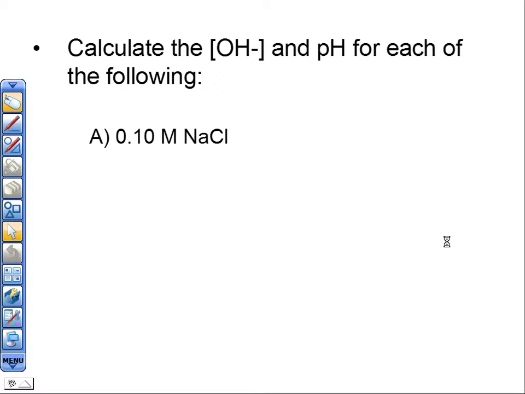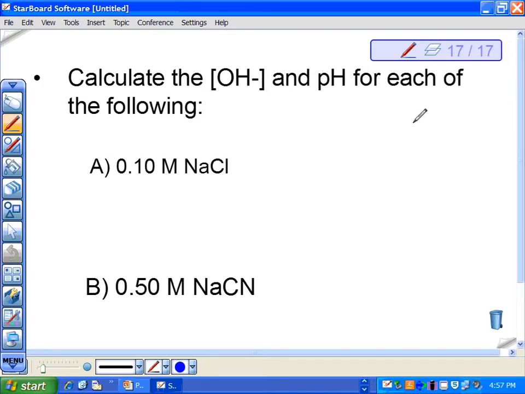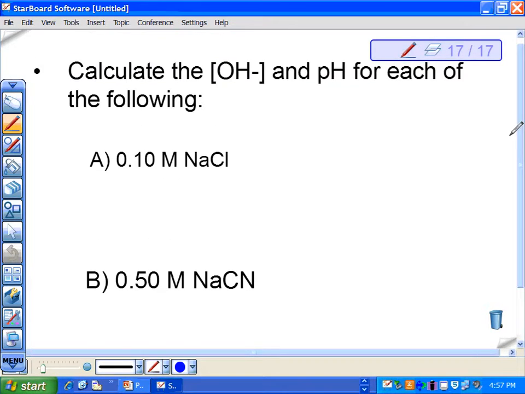All right, so let's calculate the pH for the following. Well, first off, I'll work with this one, and then I'll work with that one there. This is NaCl, which, if you broke it down, is actually a neutral salt. So the pH of a neutral salt is going to be 7. I'm going to work through the math very quickly and show you why that would be.